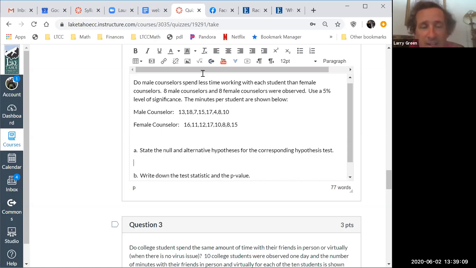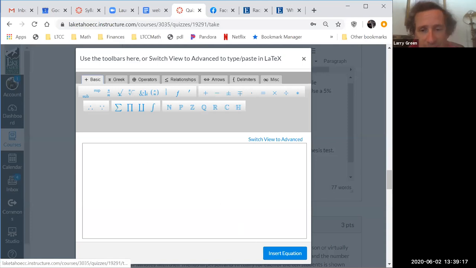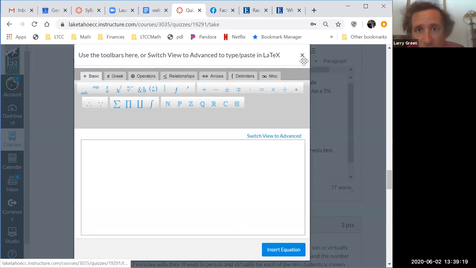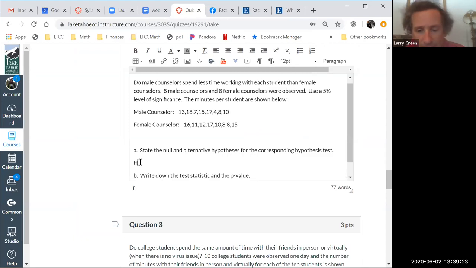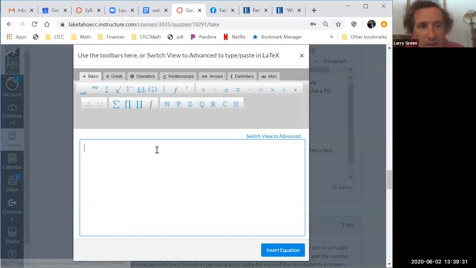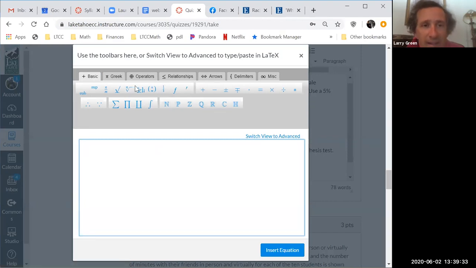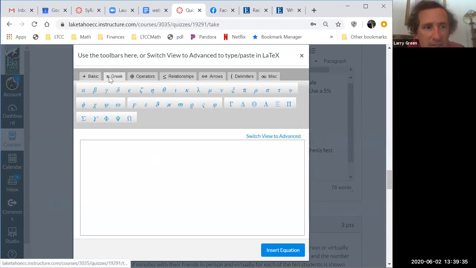Okay, so now that we've got that down, we're going to state the null and alternative hypotheses. So the null hypothesis, H naught, now I'll go to the equation. Since it's quantitative, we have a mu. So we go to our mu.